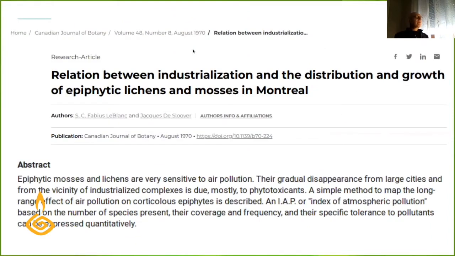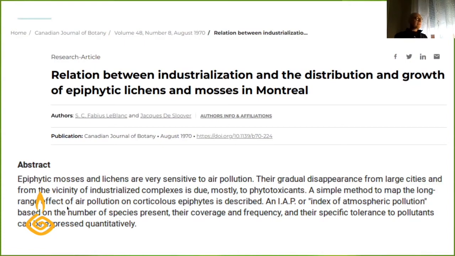Then at the same time, still in 1970, in the other part of the world, in Montreal, Canada, two other researchers, LeBlanc and De Sloover, suggested a quantitative index for establishing the relationship between industrialization and the distribution and growth of epiphytic lichens and mosses in this case. And they suggested the use of a so-called index of atmospheric pollution, called IAP.